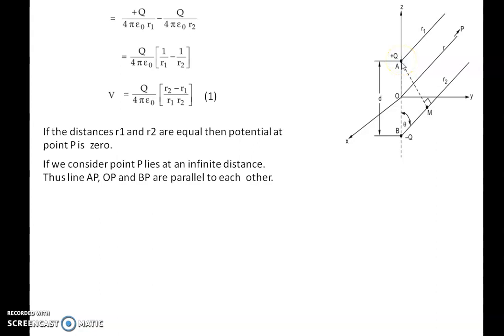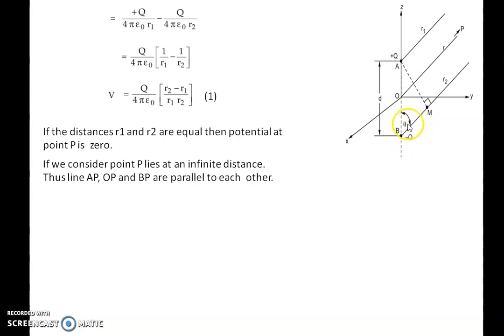Now to find the expression for the electric field intensity, I'll make some arrangement here. I'll draw a perpendicular line from point A to the line joining B and P, that is R2. The point where that perpendicular meets R2 is taken as M. The angle made by the line joining B to P is taken as theta. So how can we write AM? What is the distance between A and B? A and B distance is D.